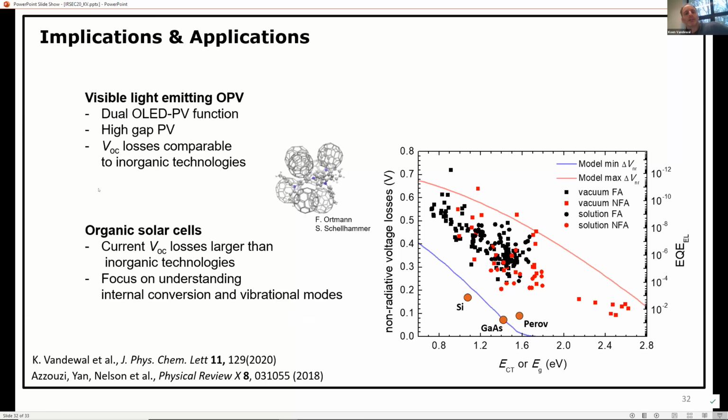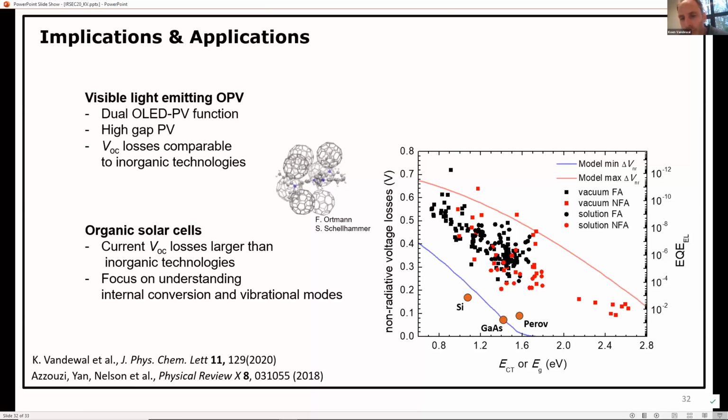So this is my second to last slide. To understand if we can get efficiencies which are comparable to those high-efficiency technologies, we want to know, of course, can we reduce these non-radiative voltage losses, but at optical gaps in the 1.5, 1.6 eV region. So we try to model.